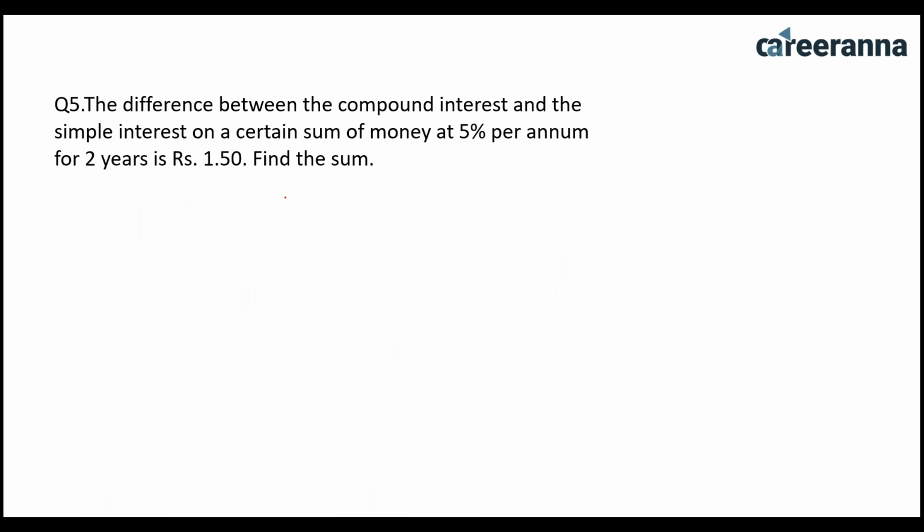Okay. So this is what? 1.5 is equal to P, and we need to find P. R square is 5 upon 100 into 5 upon 100. Right? So from here, P comes out to be 600.